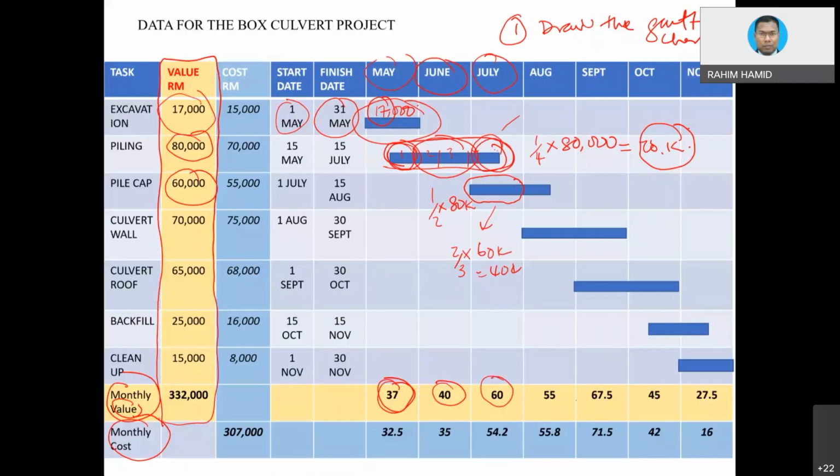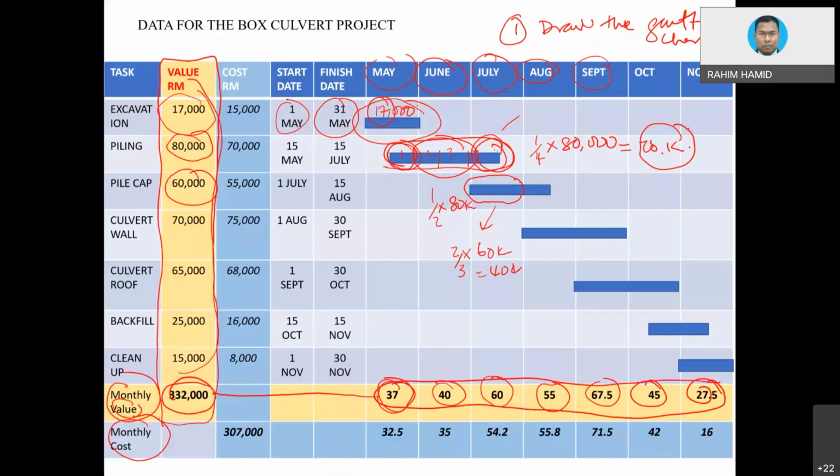So you do that for the rest of the months, and basically you get the distribution of monthly value. When you add all these values together, you should end up with this total value. That is basically the checking. So you need to get the monthly value distributed according to the month. Next would be monthly cost.